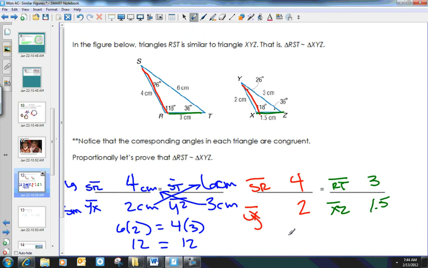All right, does 2 times 3, going this way, equal 1.5 times 4? Okay, so 2 times 3 is 6. Does that equal 1.5 fours? Well, I know that half a 4 is worth 2. So 1.5 fours would be 4 plus 2, and that is also 6. So these are equal, and they are similar triangles.